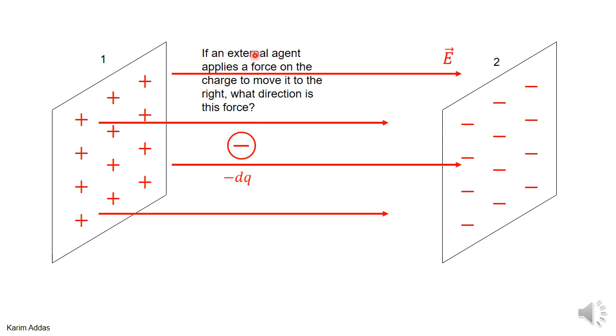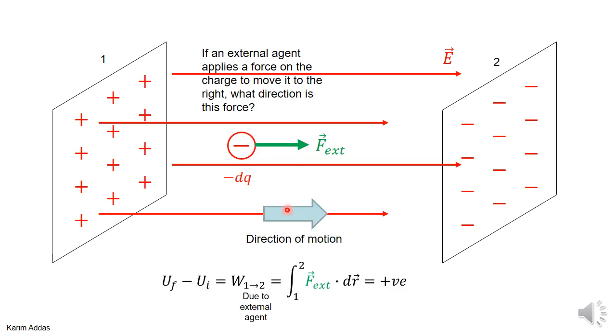So the external agent, when it applies a force on the charge to move it to the right, what is the direction of the external agent force? Obviously, the external agent has to apply a force to the right to make the charge go to the right, because the charge doesn't want to go to the right. Now, the work done by the external agent, we showed that it's equal to the change in energy of the system. So the work due to the external agent is the integration of F dot dr. Since F is in the same direction as the direction of motion, this is positive. So the work done by the external agent is positive, and the difference in energy between the two configurations is positive.